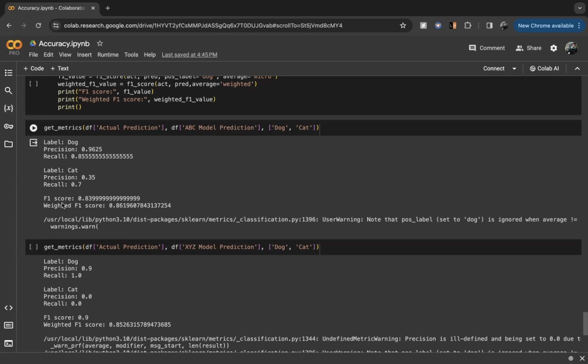And again, the F1 score of the ABC model is 0.8399, and for the XYZ model, it's 0.9. Since the data set is imbalanced towards dog images, we should use the weighted F1 score. When we see the weighted F1 score, ABC has 0.861 and the weighted F1 score of the XYZ model is 0.852.